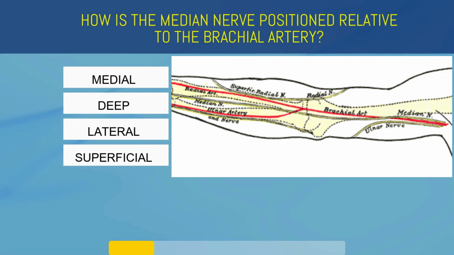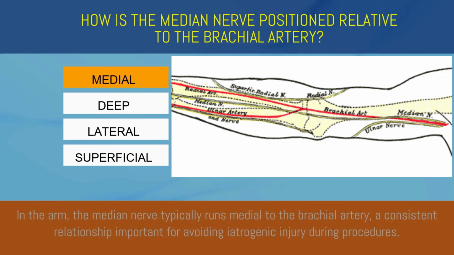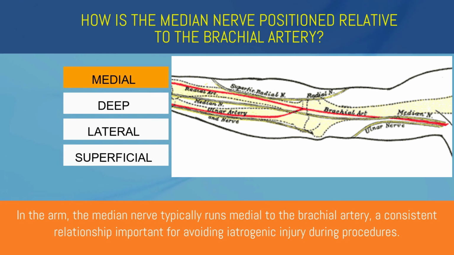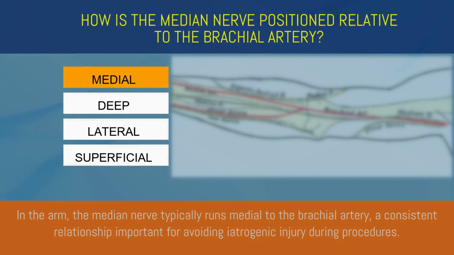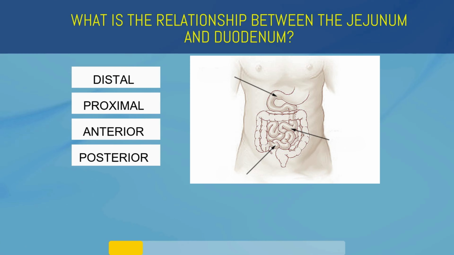How is the median nerve positioned relative to the brachial artery? Medial, deep, lateral, or superficial? Medial. In the arm, the median nerve typically runs medial to the brachial artery, a consistent relationship important for avoiding iatrogenic injury during procedures. What is the relationship between the jejunum and duodenum?